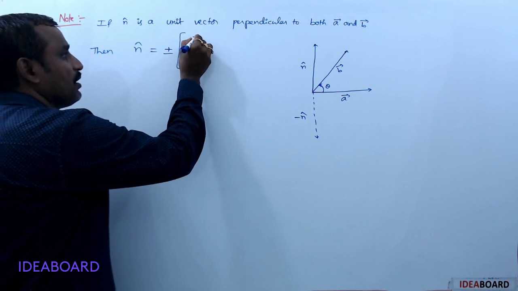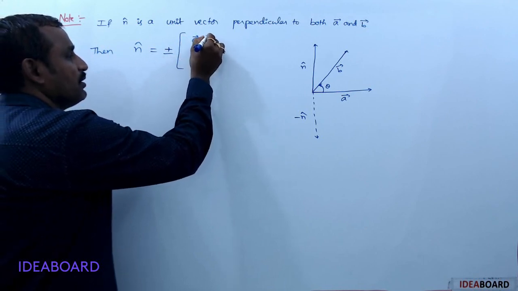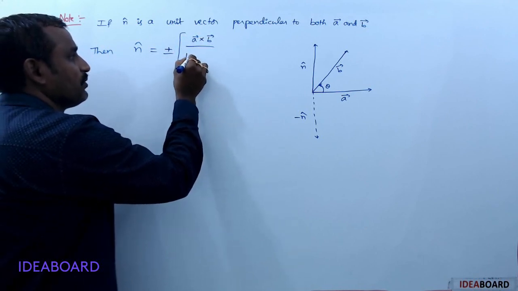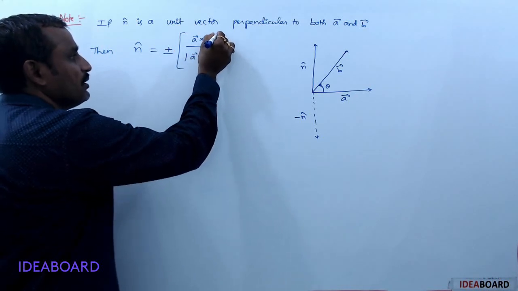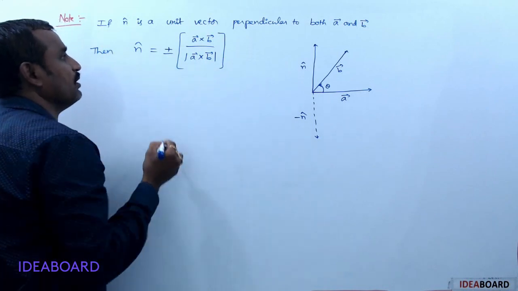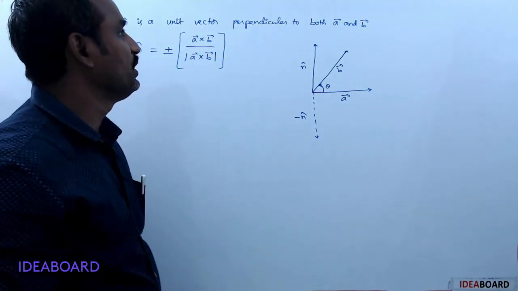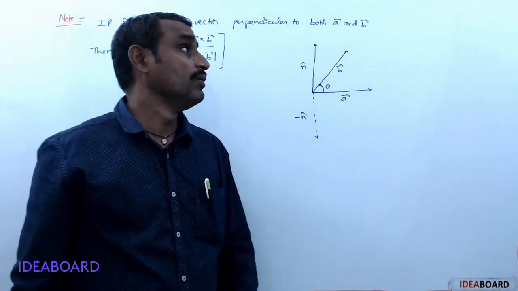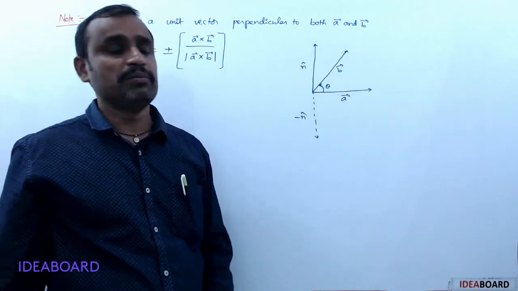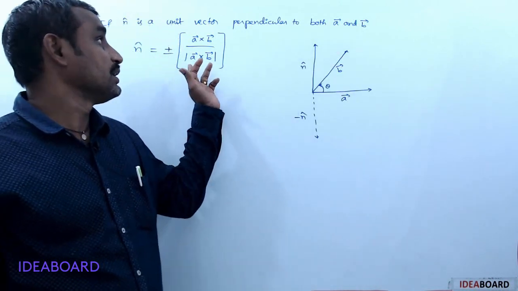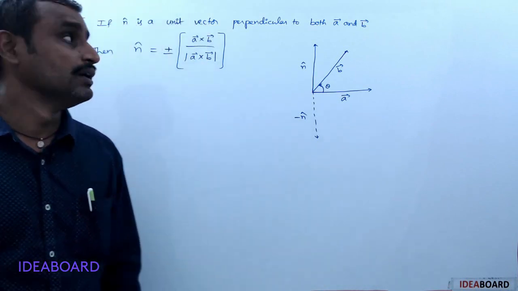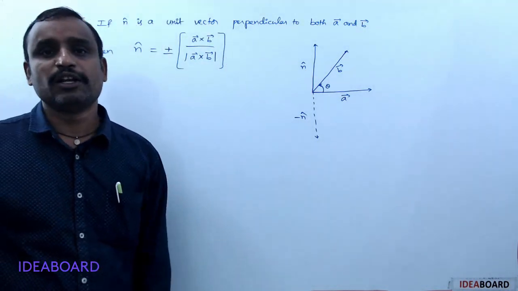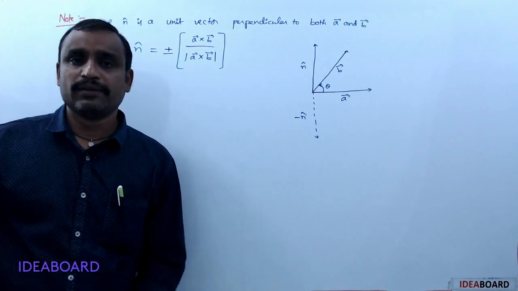So n cap is equal to A bar cross B bar by the magnitude of A bar cross B bar. This is the formula for finding a unit vector perpendicular to both A bar and B bar. So now this is the required formula. Please note down. After that we will discuss exercise 10.4.